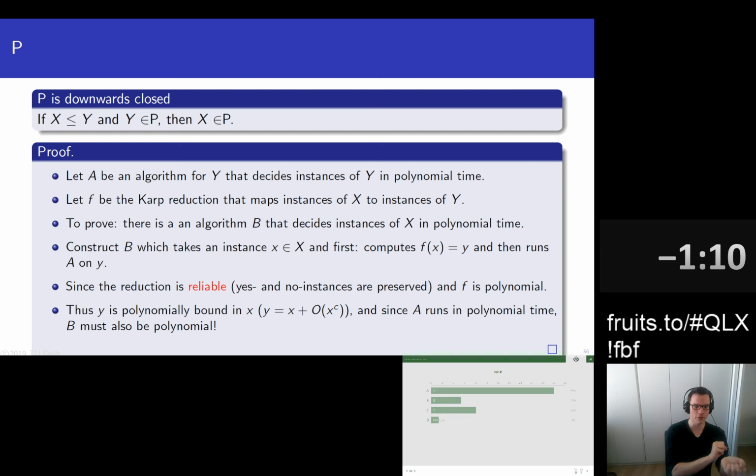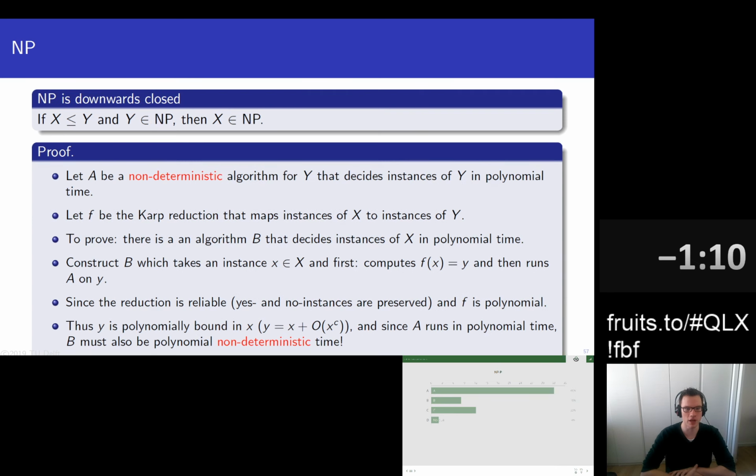And that's what I mean with y is polynomially bound in x. Right? It's everything from x, and it could have grown a little bit, but only by a polynomial amount. Good. Okay. Then, my second property that I wanted to show is that NP is downwards closed.